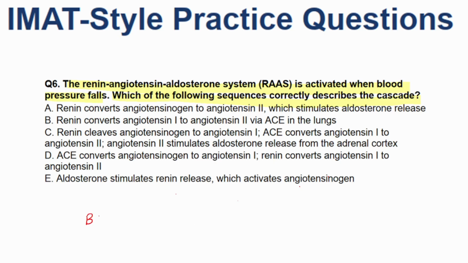When blood pressure or volume is dropping, the juxtaglomerular cells in the kidneys sense this change and immediately release an enzyme called renin into the bloodstream. Renin's specific job is to locate a large plasma protein constantly produced by the liver, called angiotensinogen, and cleave it down into an inactive 10 amino acid peptide known as angiotensin 1.